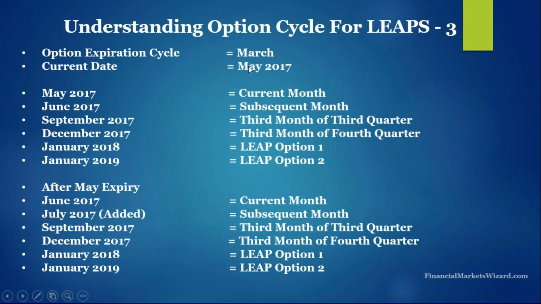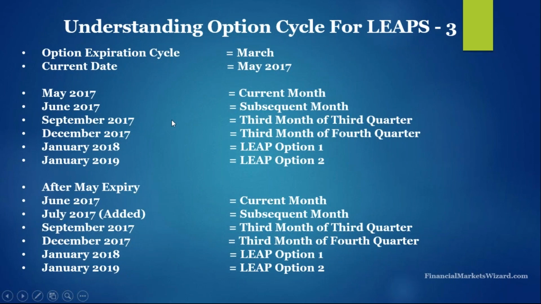But what happens when May expires? So when May expires, June becomes the current month. July will be added. See, there's no month of July here, right? So July will be added as the subsequent month. Then September, December, January, and January 2019 will be listed as they are. So in the middle, they will add July.